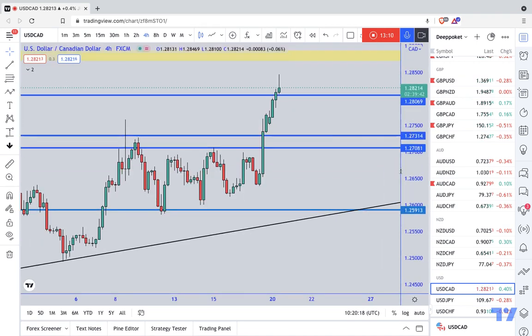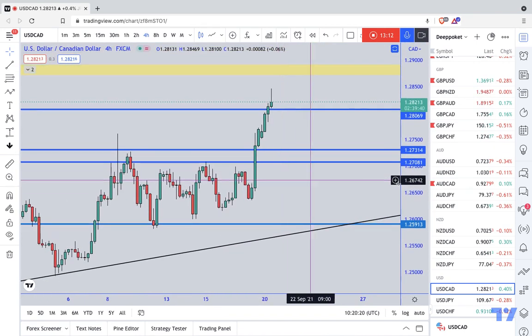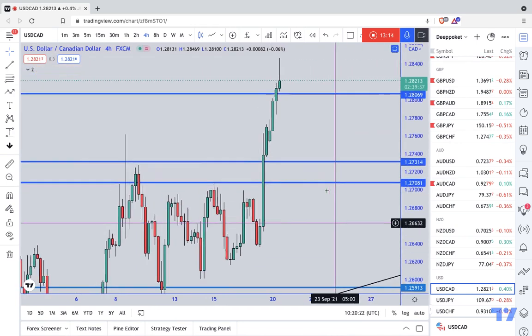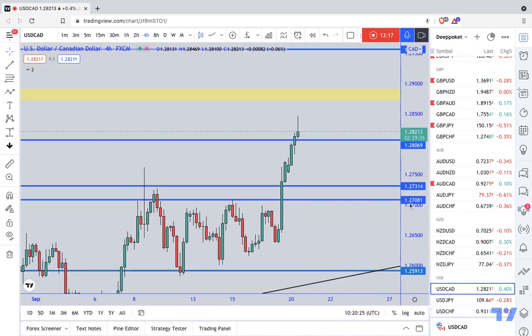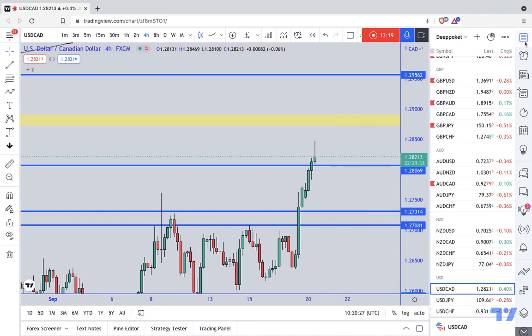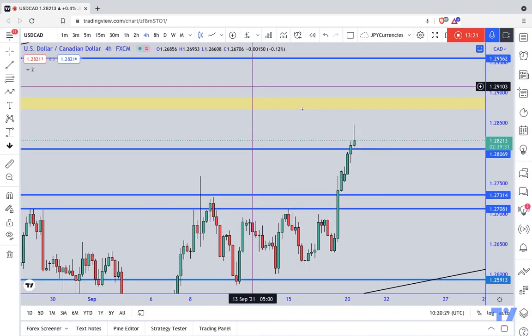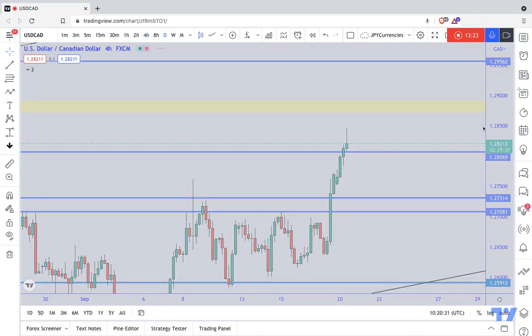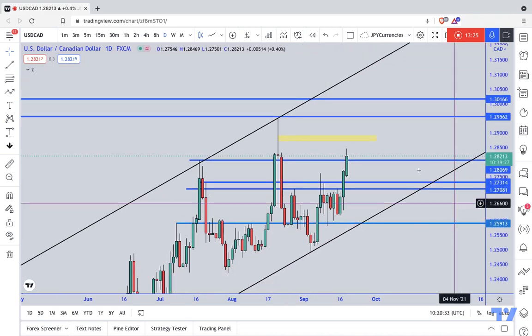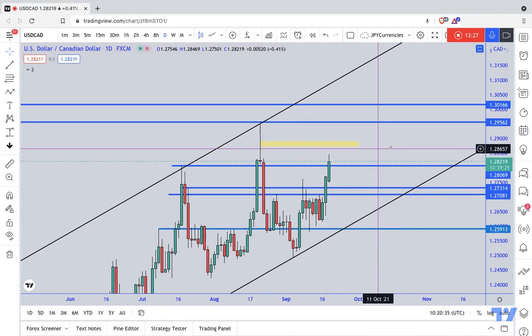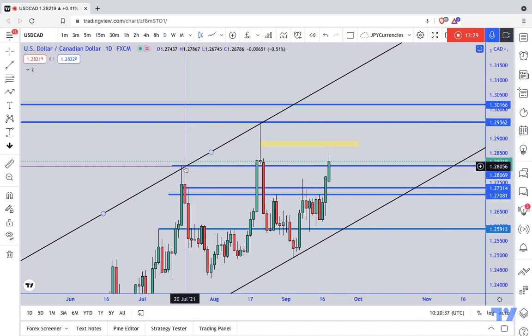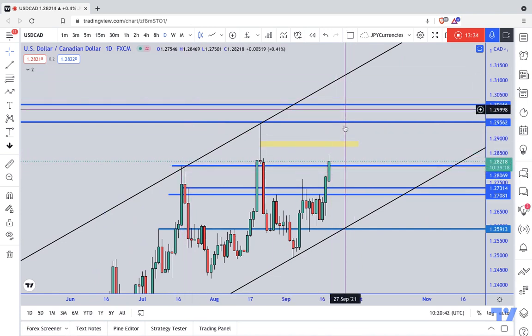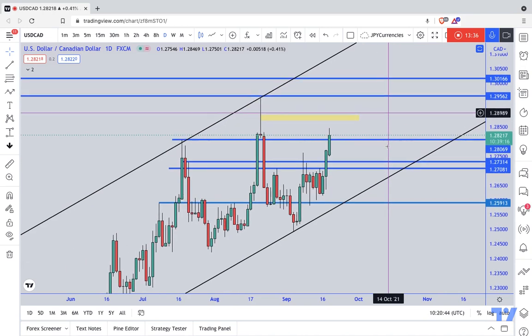You can actually see that the Canadian dollar is pulling back a bit, but maybe it's pulling back to this support here, and then we can just expect this one to go a lot higher.